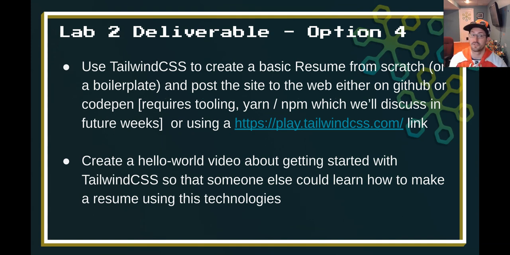Option four, oh my gosh, there's four options. So use Tailwind CSS, because it's so hot right now, to create a basic resume from scratch or a boilerplate. You can Google and find boilerplates. And then post your site to the web, either using GitHub or CodePen. Yeah, I know if you're posting it to GitHub or getting it out on a website or web service, that doesn't involve tooling. Have fun figuring all that out, because that's, go do it.